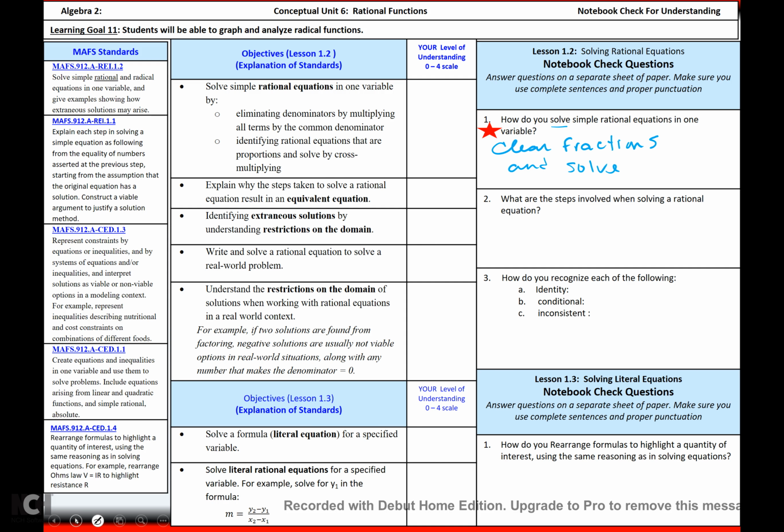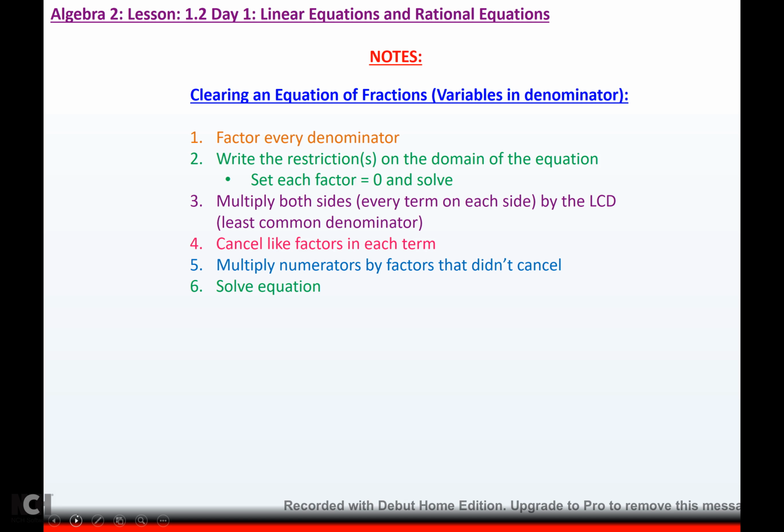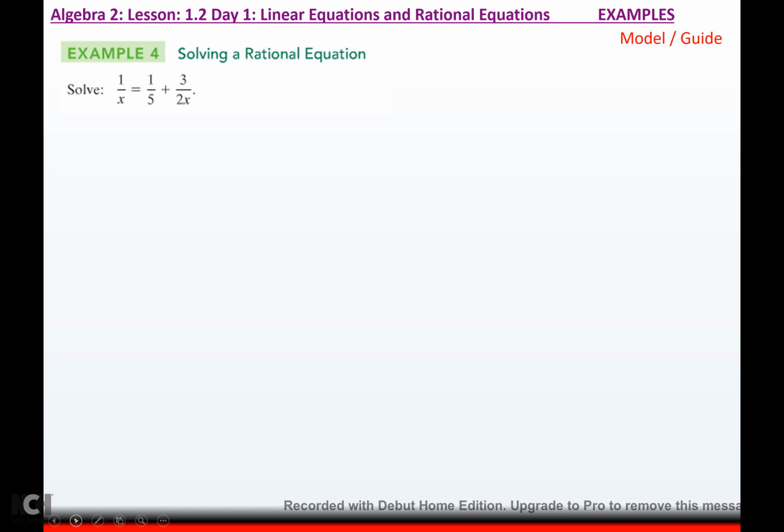Pretty easy. Alright, so it says clearing an equation of fractions where you have actually variables in the denominator. Now you've got to factor every denominator and then write your restrictions on the domain, set each factor to 0 and solve, multiply everything through to clear your fractions, cancel, and then multiply what's left on top and bottom. So again, same process here, it's just now they're going to put variables in there.